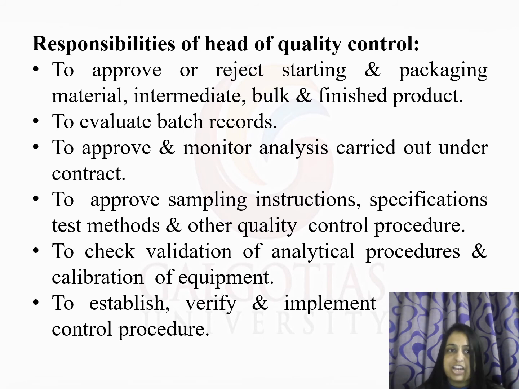Now first of all we must discuss the responsibility of the head of quality control: to approve or reject starting and packaging material, intermediate, bulk and finished product. As we have already discussed, in the quality control section sampling and testing is done. So the head of quality control is engaged with the approval or rejection of starting raw material as well as packaging material, intermediate, bulk and finished product; to evaluate batch records; to approve and monitor analysis carried out under contract; to approve sampling instructions, specification, test method and other quality control procedures; to check validation of analytical procedure and calibration of equipment; to establish, verify and implement control procedures.